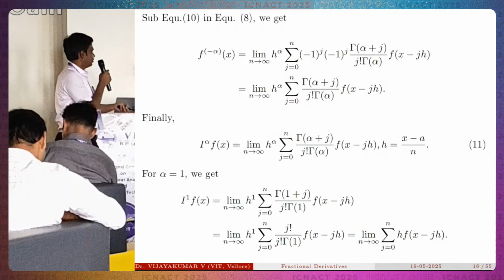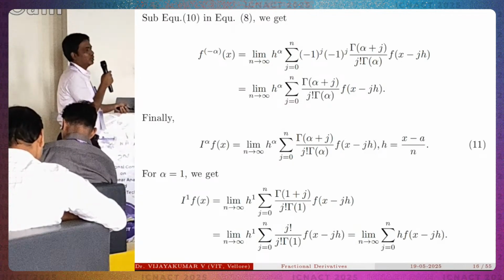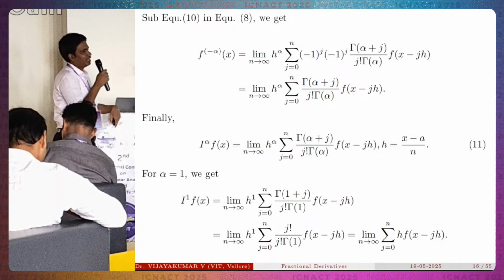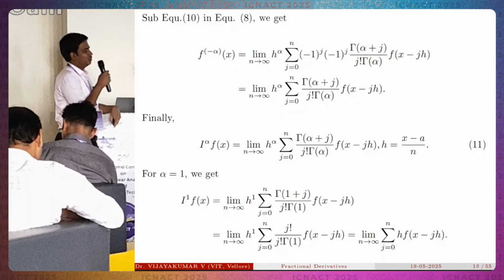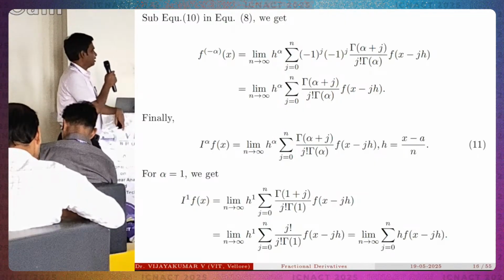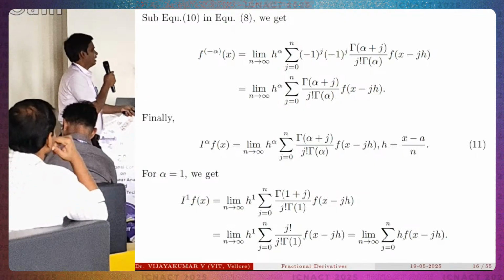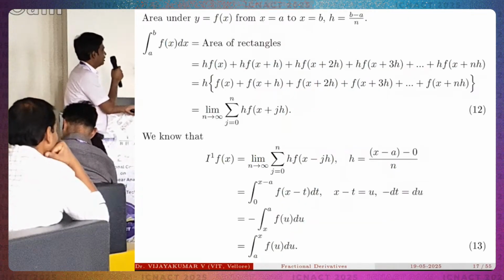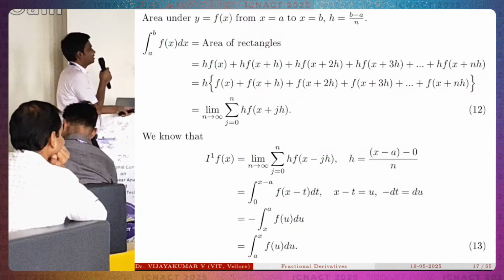You check the first equation, f of minus alpha over x. I reached one answer. Then finally, I'm replacing f minus alpha by I alpha because of this integral. So I reached one formula that is called the Riemann-Liouville fractional integral. So equation number 11. So we may apply some simplifications. Finally, the known result, the integral.